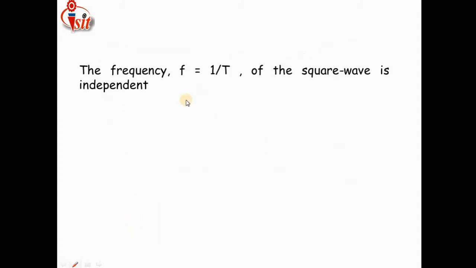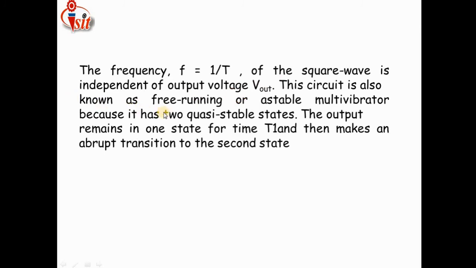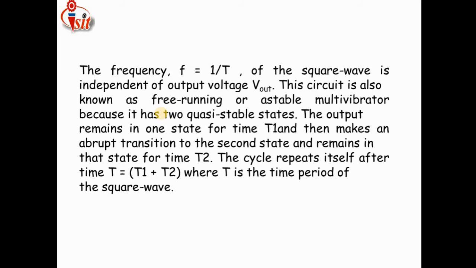Along with this, the frequency f equals 1 by T of the square wave is independent of the output voltage Vout. This circuit is also known as a free running or astable multivibrator. Astable multivibrator means that no stable state is present, because it has two quasi-stable states. Quasi-stable state means there is no stable state present.